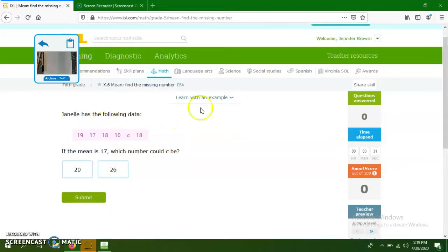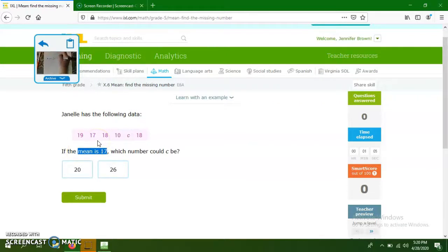So I'm just going to write down my data here, and I know you won't be able to see it just yet, but I'm going to write down my data, and I have not put this in order yet, but I'm just giving myself a blank where I can plug in different options for C. And I know my options are either going to be 20 or 26 based on this question. So I'm going to jump over here, and they want the mean to be 17. Keep that in mind. So I'm going to put that on here.